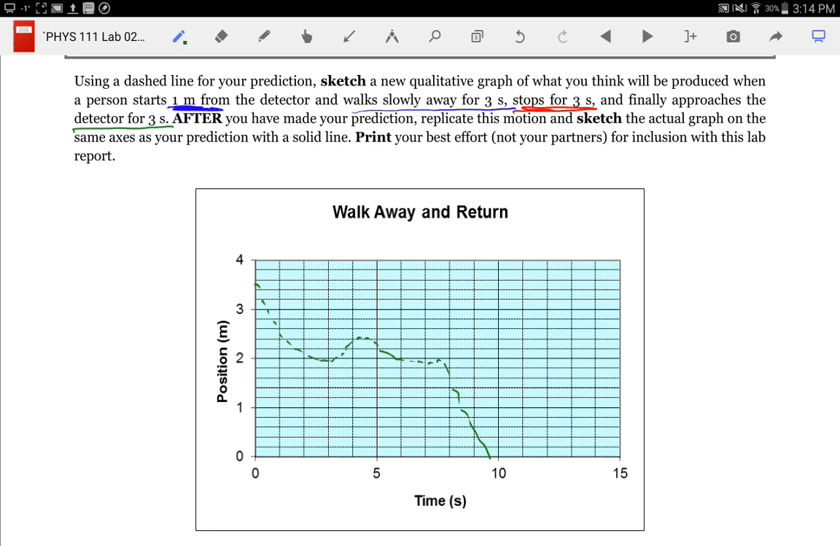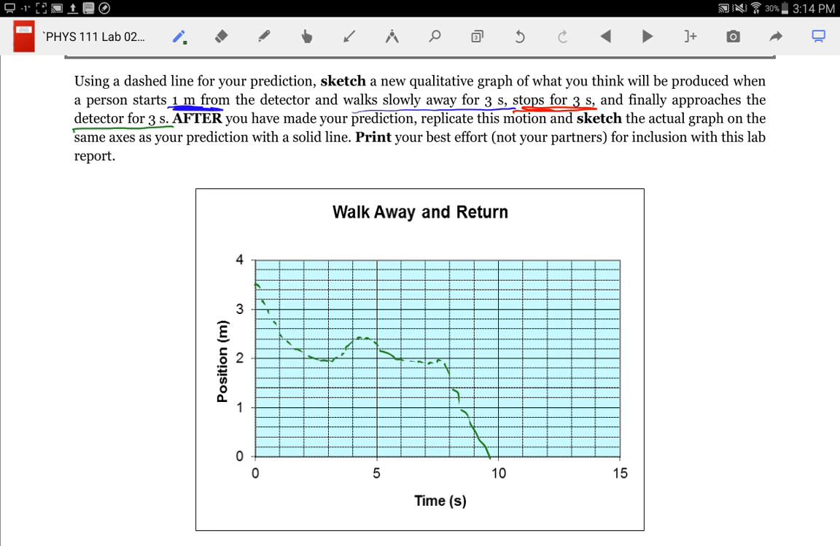Make sure you do a prediction before you move on. Don't say, well, I'm just going to do it and then I'll make my prediction look like the actual. That doesn't really help you. The prediction is to see if you can internally predict what's going to happen. Then you go ahead and do the motion.